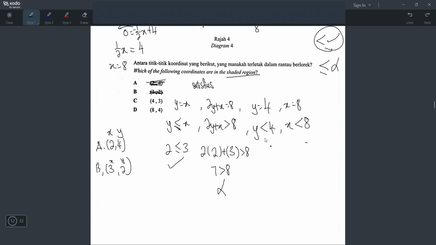You don't have to try with the 3, 4 already. No need to try already. Because if it's one wrong, then you know it's not the answer already. It has to be all correct. So B is not the answer.